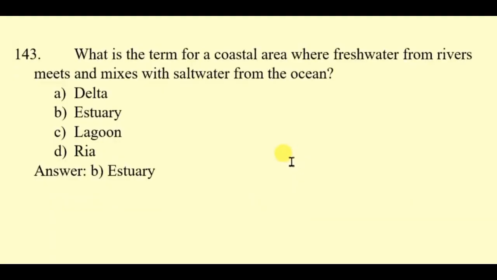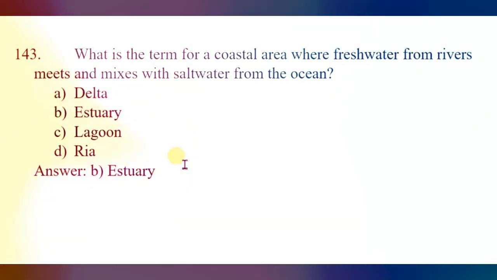Question 143. What is the term for a coastal area where freshwater from rivers meets and mixes with salt water from the ocean? Delta, estuary, lagoon, ria. Here the right answer will be estuary. The Ganga estuary is an example in India.